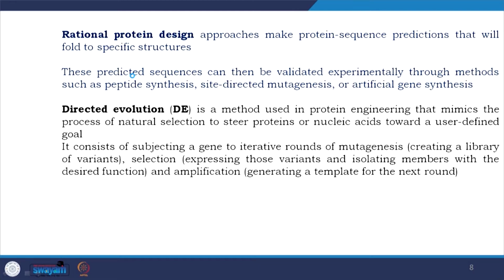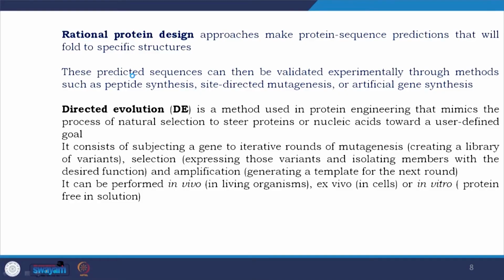In directed evolution, one of the major challenges is to get a proper selection method for the variants. It can be performed in vivo, in a living organism like a mouse in the laboratory; ex vivo, that means in cells; and in vitro, that means you have a gene, you look at the gene's expression, or you take the gene product, the protein, and make an assay out of this.